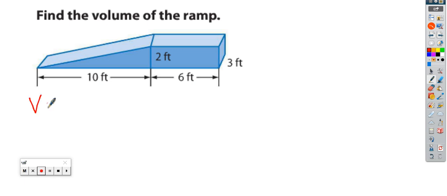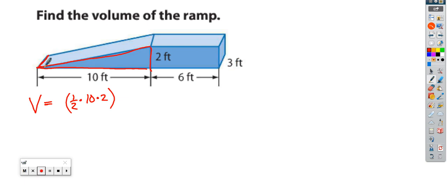Okay, I'm going to find the area of my base. Remember, the base is always the triangle on a triangular prism. So I'm going to find the area of that base. That's 1/2 times 10 times 2. And then the height of the figure always comes between the two triangles.